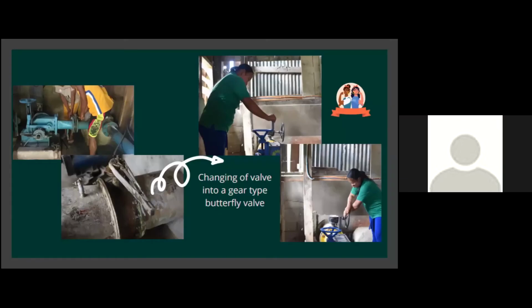So one of the feedback from the communities was that this kind of butterfly valve was difficult to control the flow of water. So most of our MHPs now have this kind of geared type of butterfly valve to control the flow of water and avoid sudden rush of water, and also so that women can operate the system. Next slide, please.